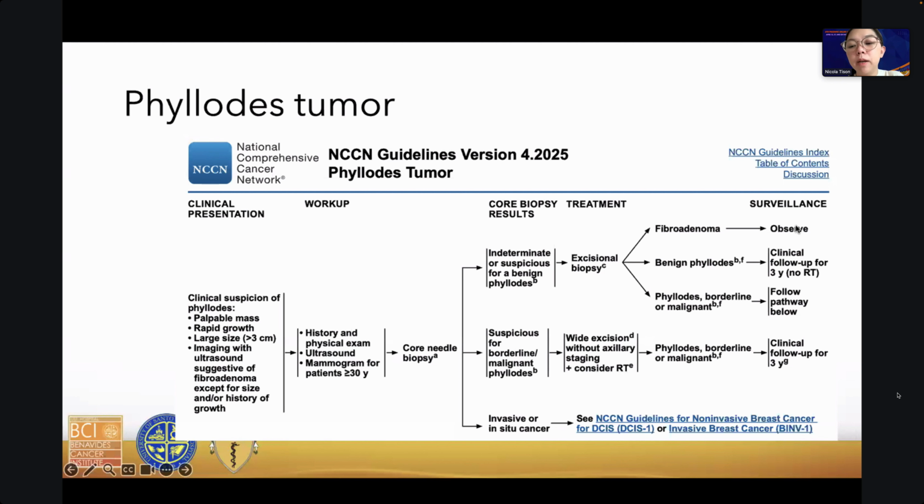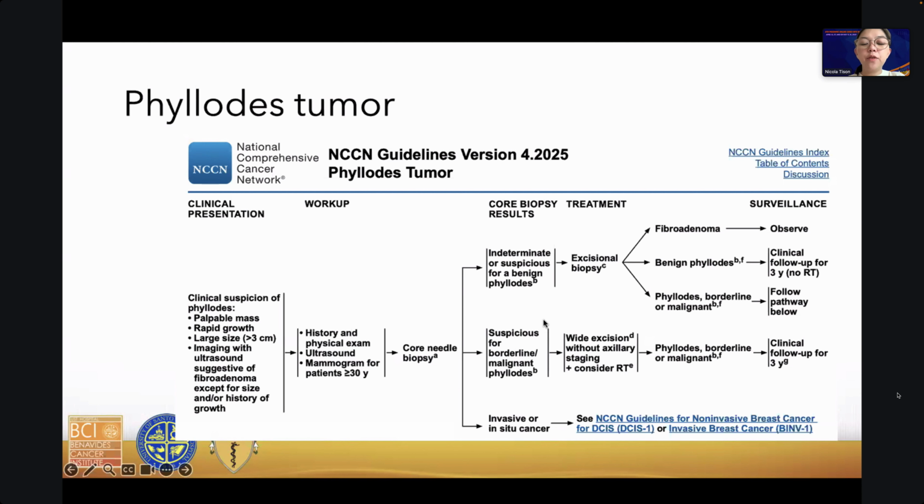If it's fibroadenoma, we observe. If it's borderline or malignant phyllodes tumor, then we have to go for a wide excision. If it turns out to be a benign phyllodes tumor and we just excised it, we have positive margins, no need to go back for additional margins. We can just do clinical follow-up for 3 years, meaning annual mammo and ideally every 6 months ultrasound to watch out for any recurrences. Based on studies, benign phyllodes tumors tend to behave more like fibroadenomas.